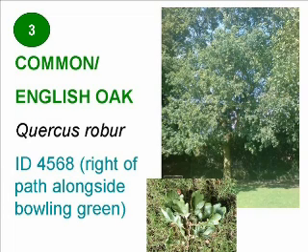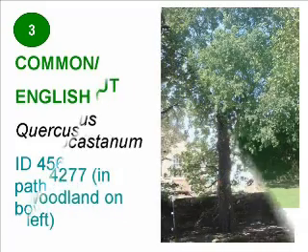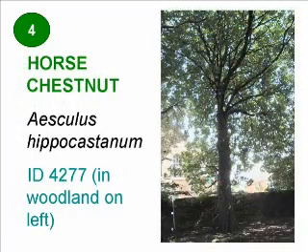To find our fourth tree, follow the path past the toilet block on your left, and the fourth tree, the horse chestnut, is in the woodland on the left. Tree 4 is the horse chestnut, ID 4277, in the woodland on the left. The ID disc for this may be missing, but it's the tree against the wall.